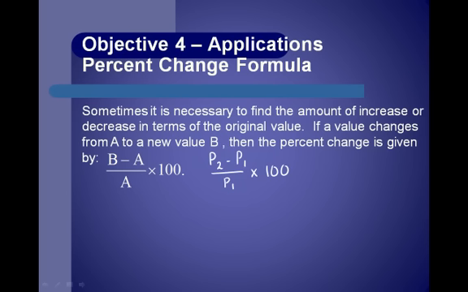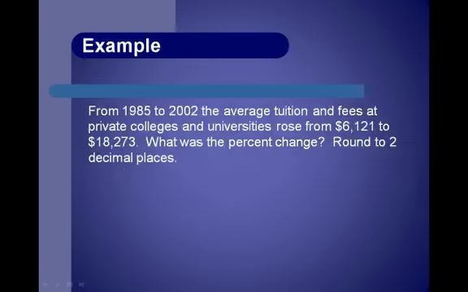In basic math, we used to teach this as the amount of increase or decrease divided by the original, which is exactly what we've got here. A is the original. You subtract A from B to get the amount of increase or decrease, and then you multiply it by 100 to write it as a percent. So here's our example. From 1985 to 2002, the average tuition and fees at private colleges and universities rose from $6,121 to $18,273. What was the percent change?